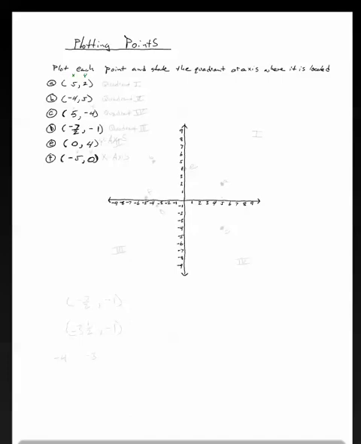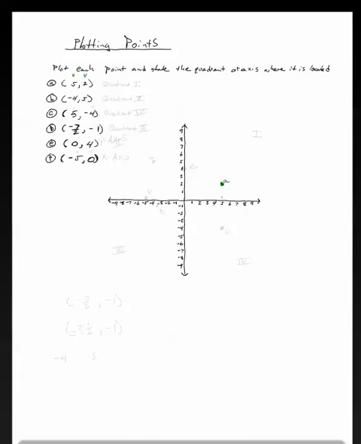So for this point we're going to go first to x is 5. So we go to 5 on the x-axis, and then y is 2. So we go up to y is positive 2. And we put a point right there. And that we're going to mark with an A to tell us that that was point A.